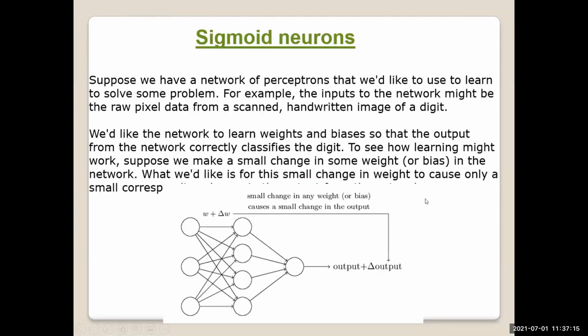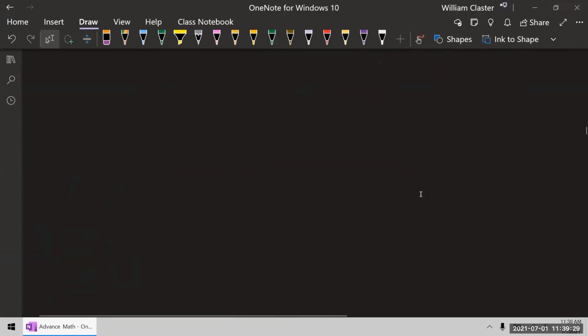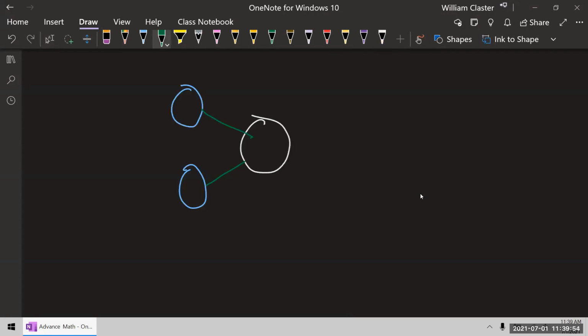Okay, now that's what a neural network looks like. So let's practice. Let's suppose that we have a simple neural network. Let's have 2 inputs, but only 1 output. Let's just take some example here. So let's suppose that we have a simple network like this, and then we're going to have an output.